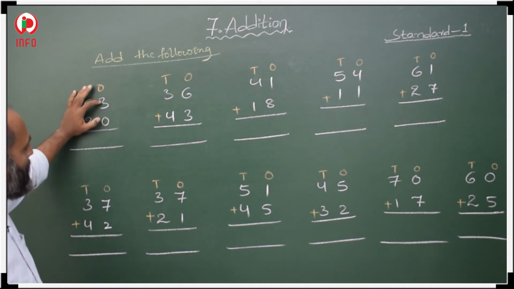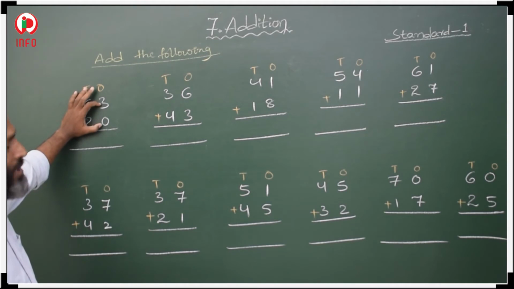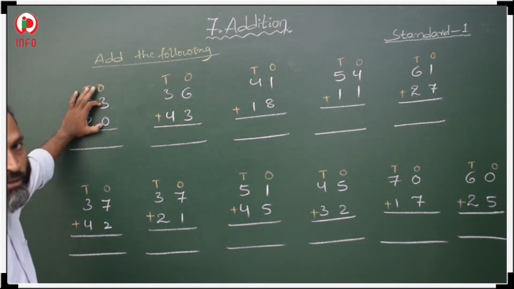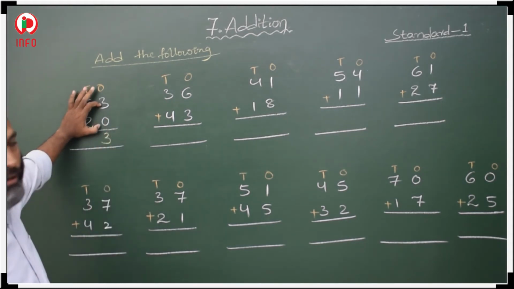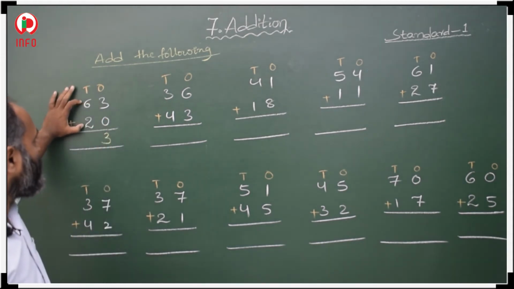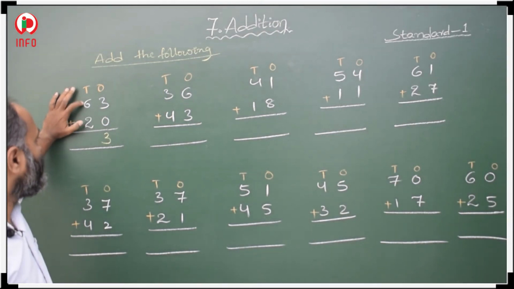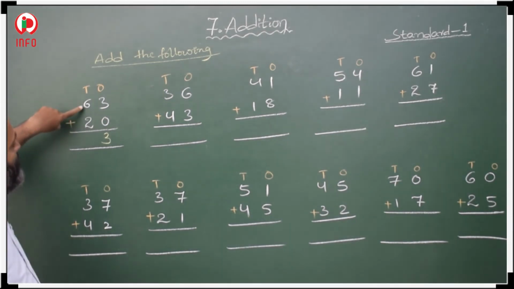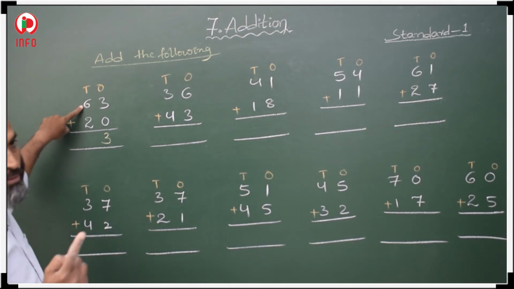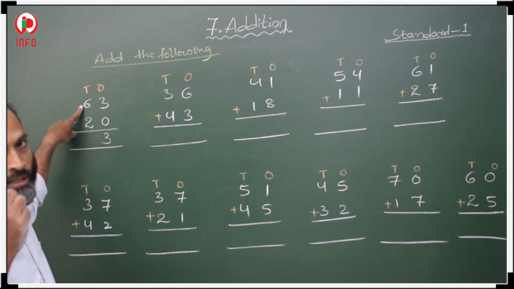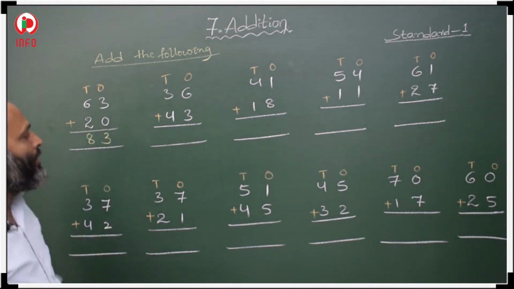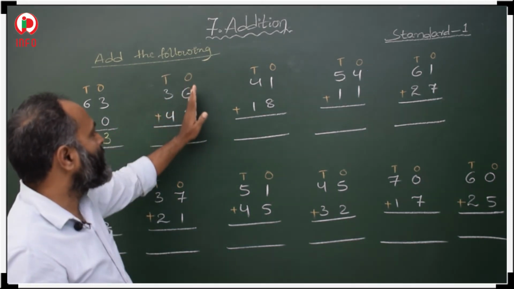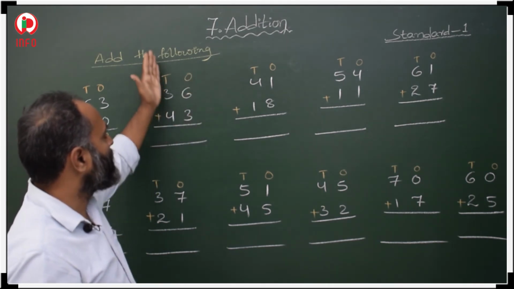What is there in the ones digit? 3 and 0. These two we have to add. 3 plus 0. If any number is added with 0, we will get the same number. Then after that we add the tens places. So 6 and 2 we have to add. Keep your finger on 6 and count 2 more after 6: 7, 8. 83. Here we add the ones column first, then the tens column.